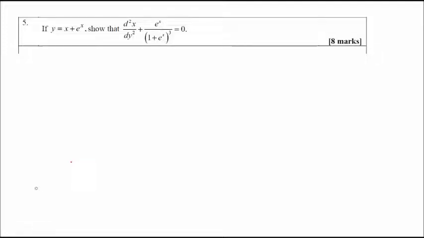Okay, so kita nak tengok soalan nombor 5 dekat sini. Alright, so for question number 5, we are given this equation of y equals x plus exponent x. Okay, and then we need to show that this equation d squared y over dy squared plus exponent x over 1 plus exponent x cubed equals to 0.